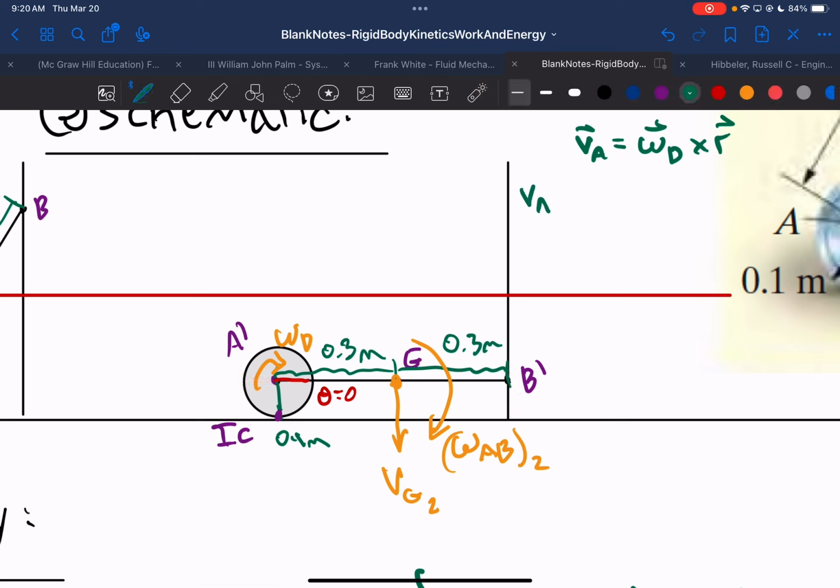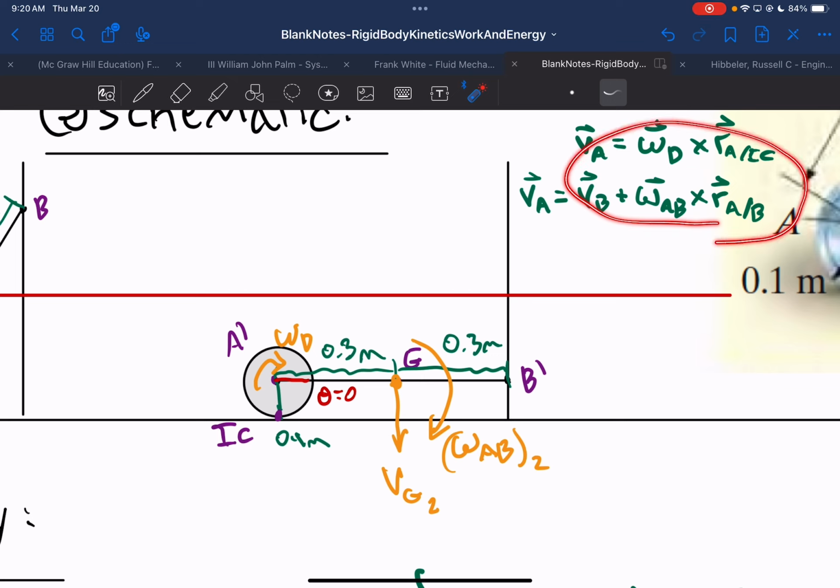The velocity at A is equal to my velocity at B plus my angular velocity of what? Of the disk or of AB? Of AB. Right here to B, I'm looking at the angular velocity of AB, cross R, and we forgot this. This is A with respect to IC. This one is A with respect to B.